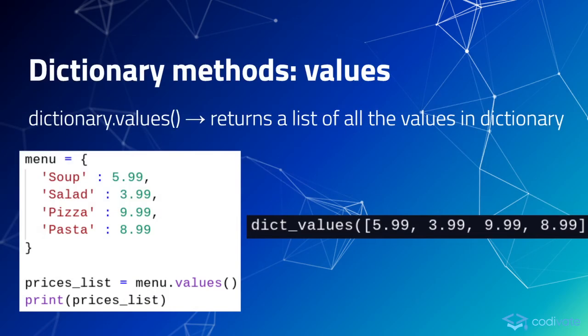We could do a similar thing with the values. This will return a list of all the values in the dictionary. Once again, in this case, we are going to call it prices list, and assign it menu.values. This will give us a list of all the prices. If we were to print that, you'll see, once again, everything is encapsulated inside dict values. We have all the prices inside here.